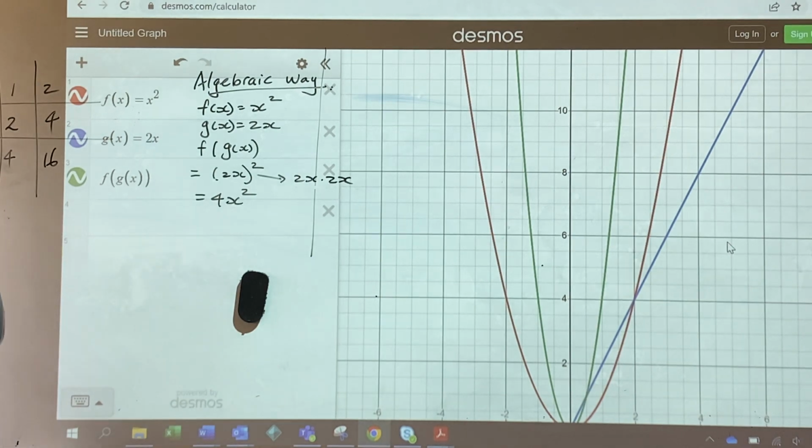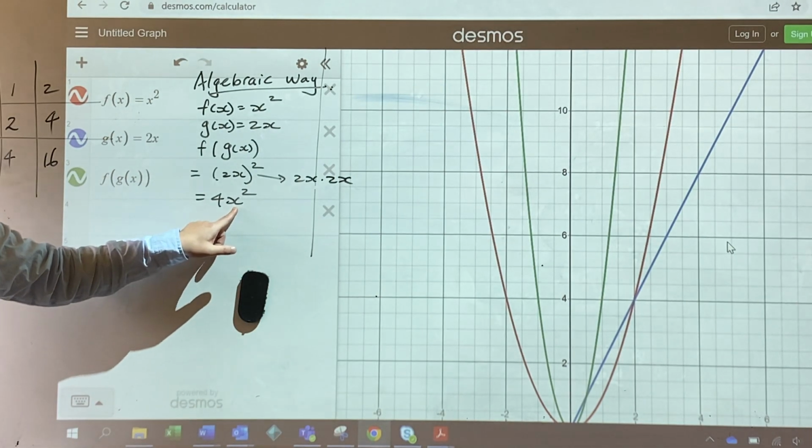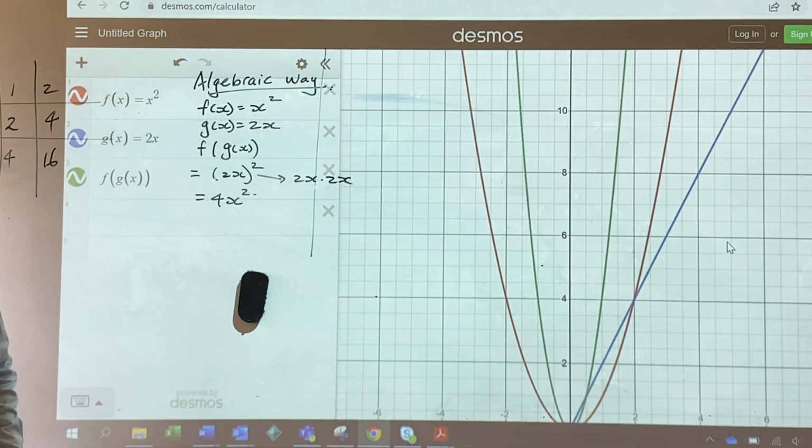So on the green line when x is 2, it's just f of gx, squaring every time. 16. Okay. Now you can see that makes sense. When x equals 2, 2 squared is 4, 4 times 4 is 16. Make sense? On the green line. Yeah? Now, we've done the positive value. You can verify for the negative value, which will also make sense.